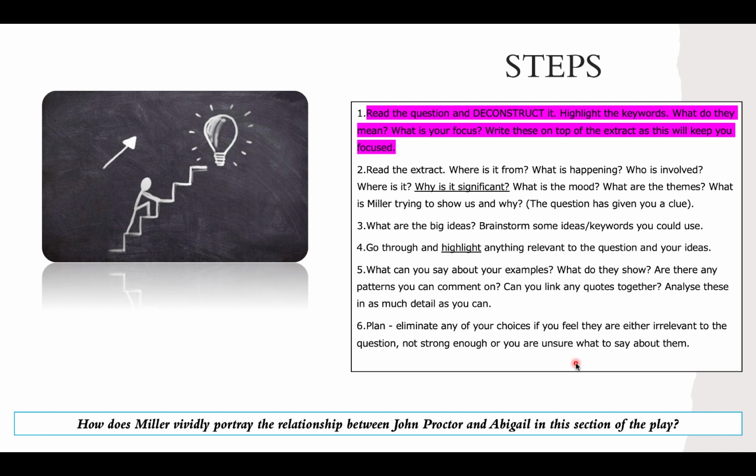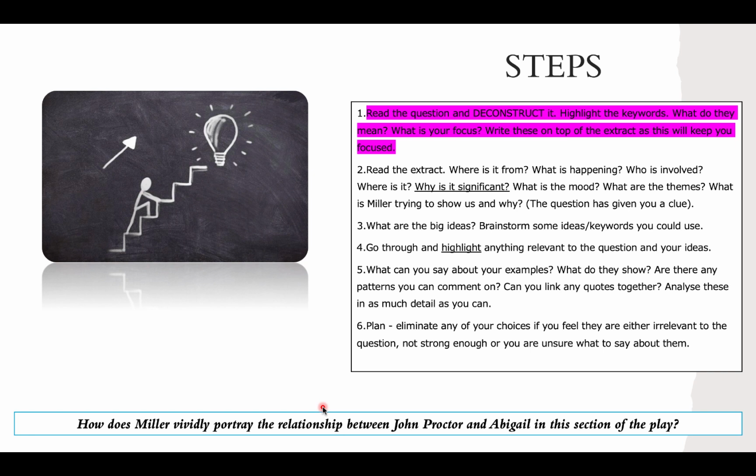So if we do that now, you can see the question here at the bottom. How does Miller vividly portray the relationship between John Proctor and Abigail in this section of the play? So the focus here is the relationship between them. That's your key word, relationship. Then when you read through the extract, that's what you're looking for. How is this relationship presented to me? What am I shown about this relationship? How do I understand this relationship? You could even jot those questions down as well to help you, because that will keep you focused as you're going through.